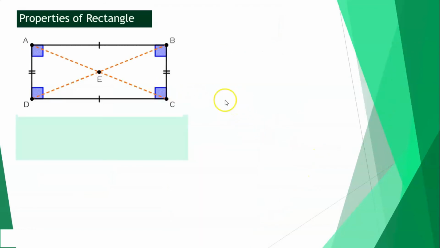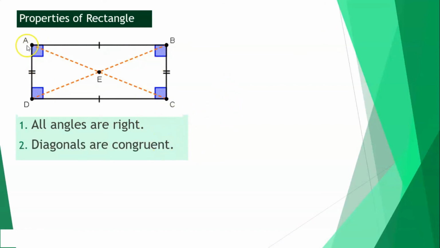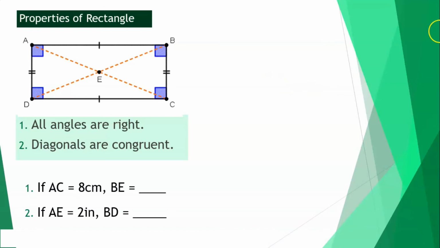For a rectangle, its first property is that all angles are right, so all angles measure 90 degrees. The other one is that the diagonals are congruent with each other. So take note of that. Given that AC is 8 cm, therefore BE would be 4 cm. If AE is 2 inches, therefore BD is 4 inches.